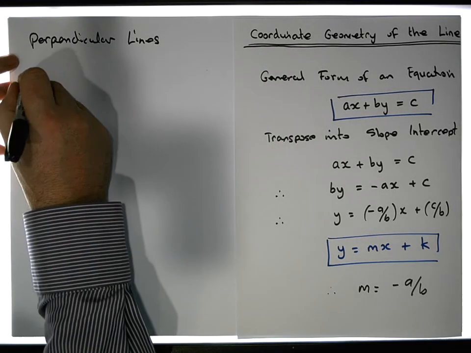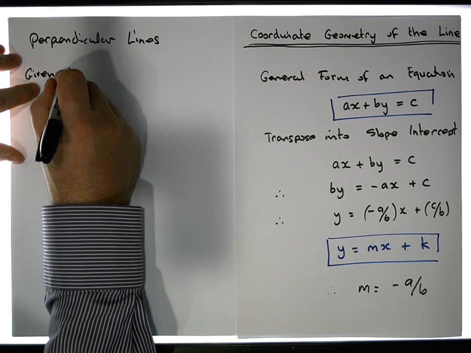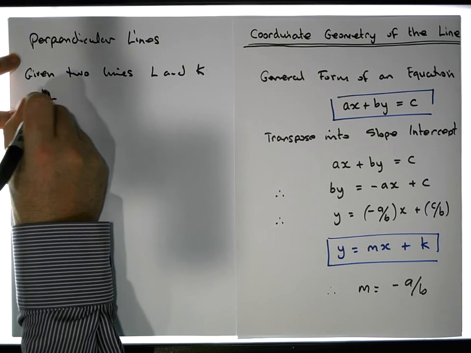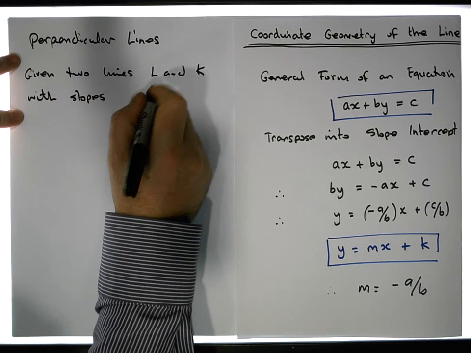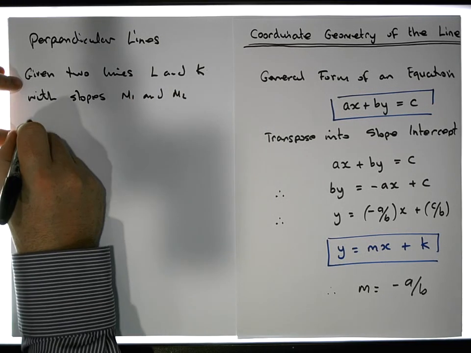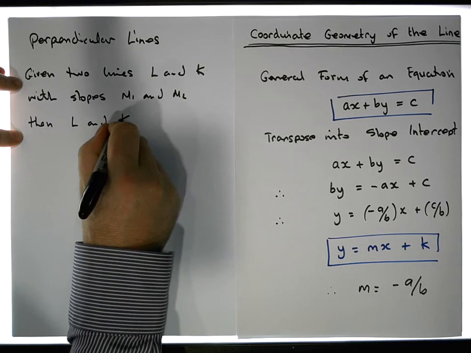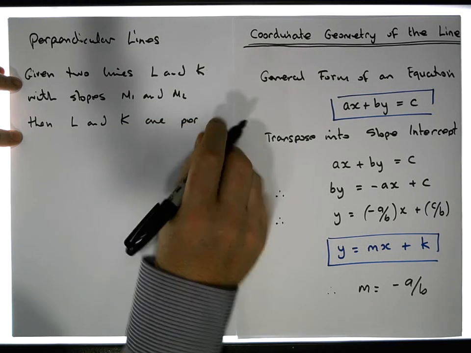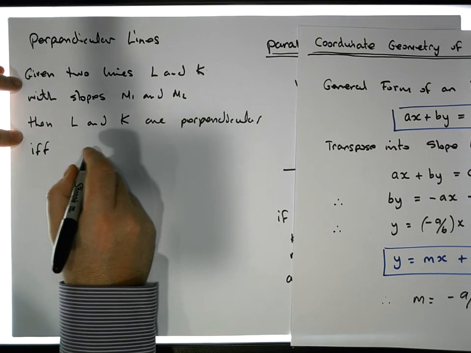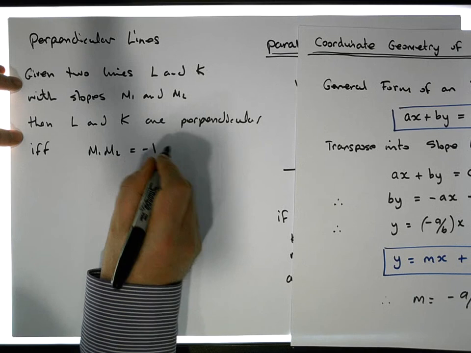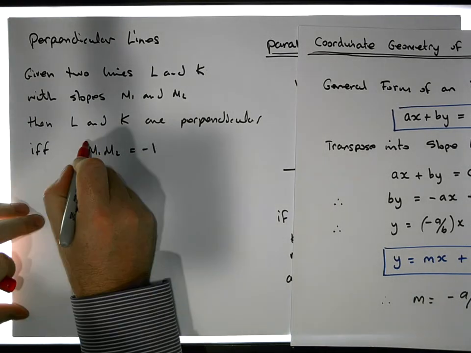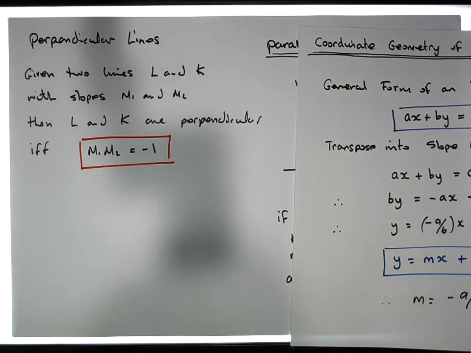So given two lines, let's say lines L and K, with slopes m1 and m2, then L and K are perpendicular if and only if m1 times m2 is equal to -1. And this is a really handy and really important identity for us: m1 times m2 is equal to -1.